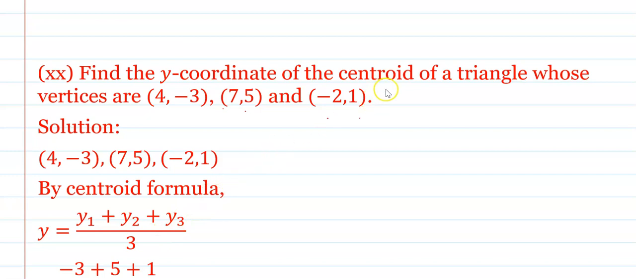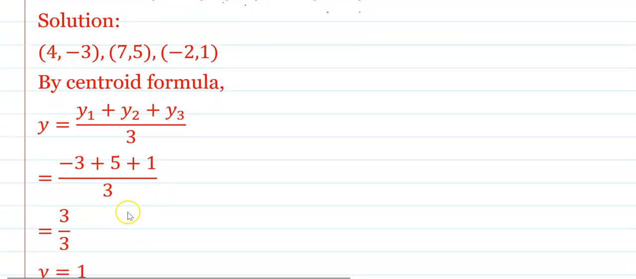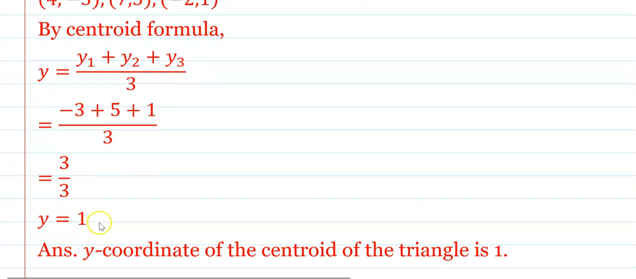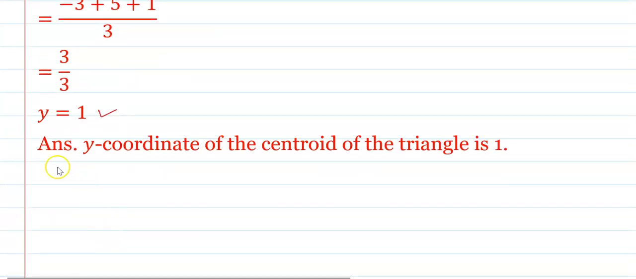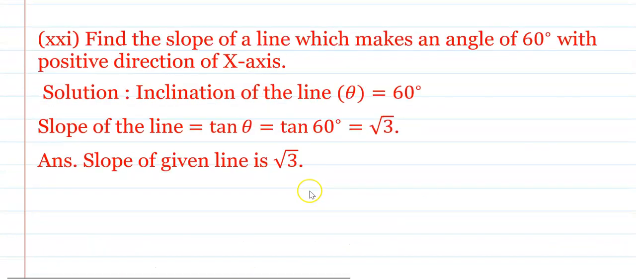We only need the y coordinate. Therefore, y1 plus y2 plus y3: y1 is minus 3, y2 is 5, and y3 is 1. Minus 3 plus 5 is 2, 2 plus 1 is 3, 3 by 3 is equal to 1. Therefore, the y coordinate of the centroid of the triangle is 1. Now the next question.